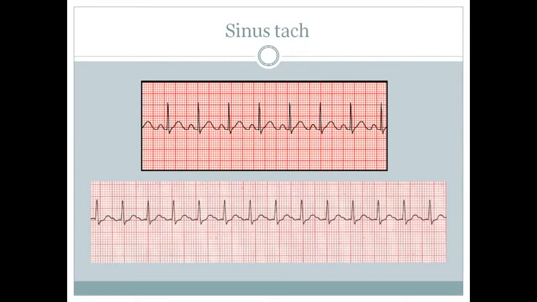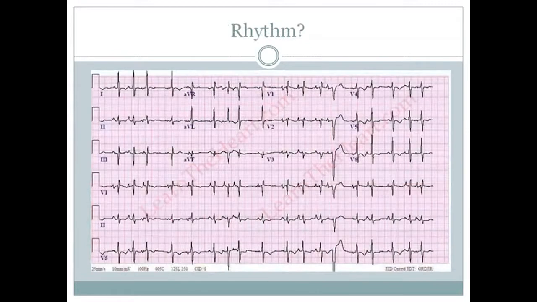Sinus tachycardia sometimes looks very pretty, sometimes doesn't look that pretty, okay? But the axis will be normal. If it's very fast, the P wave will be blurred with the T wave, okay? Don't be fooled, okay? And use your vagal maneuvers also to make a differentiation.